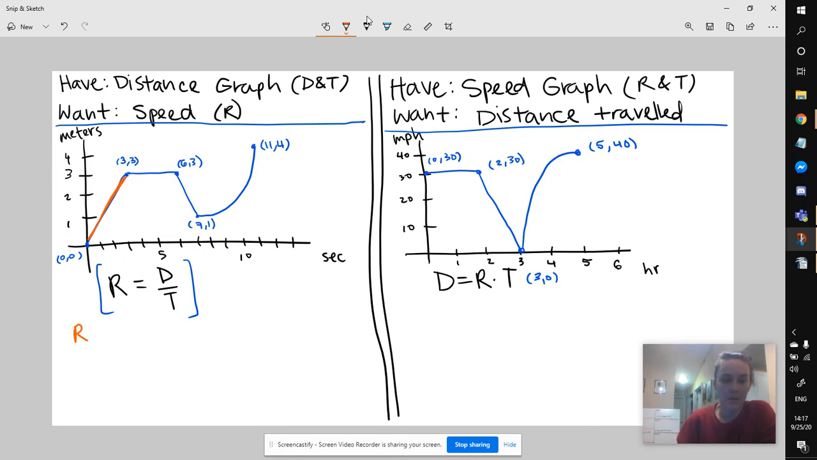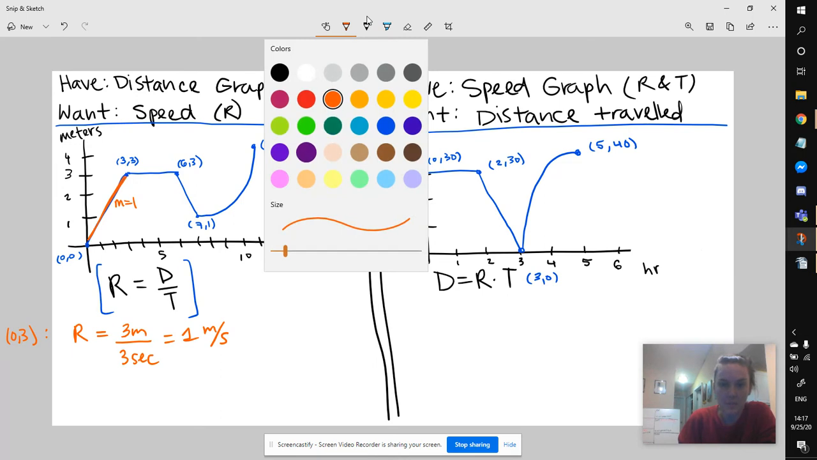So the rate for the first 3 seconds, from 0 to 3, is the distance we traveled. We started at 0 meters and went up to 3 meters. Then we divide it by the time. We started at 0 seconds and it took 3 seconds. So we are traveling at 1 meter per second. We happen to notice on this orange line, the slope of this line is 1, and that's not an accident.